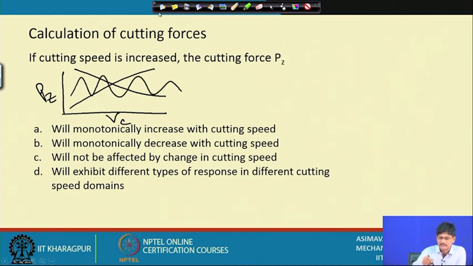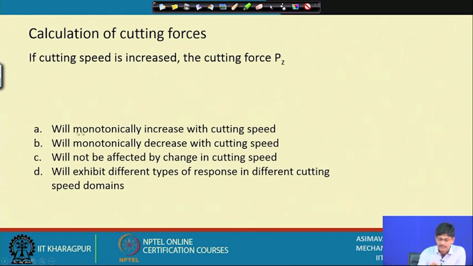That is quite interesting. Let us see. Monotonically increase with cutting speed? This does not happen. Monotonically decrease? This also does not happen. Then what does happen? Is it not affected by cutting speed? No, it is affected. Okay, let us see.